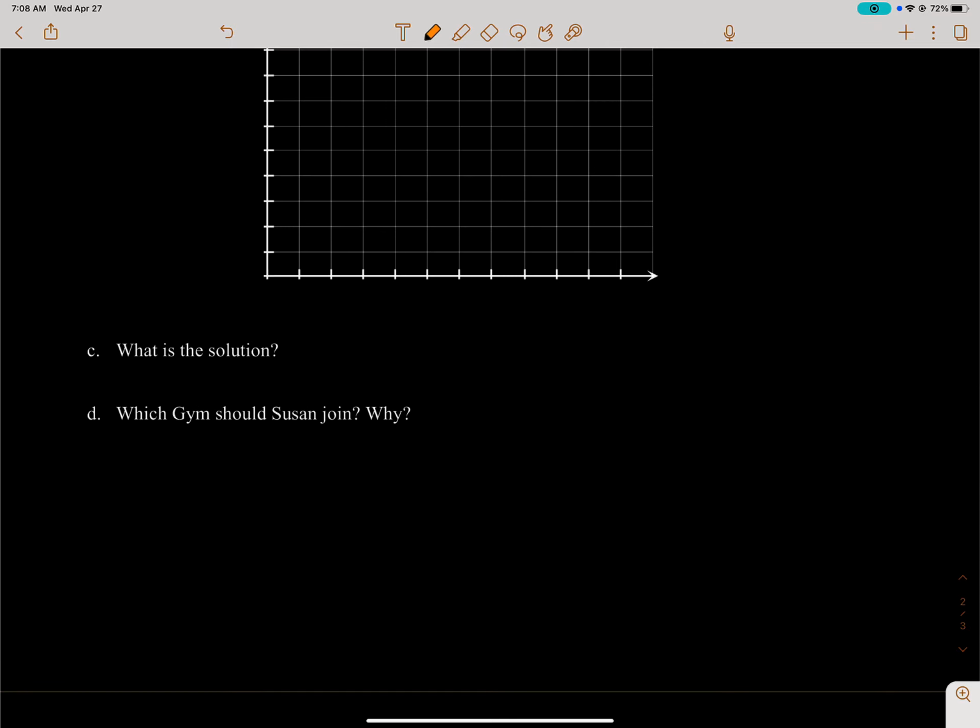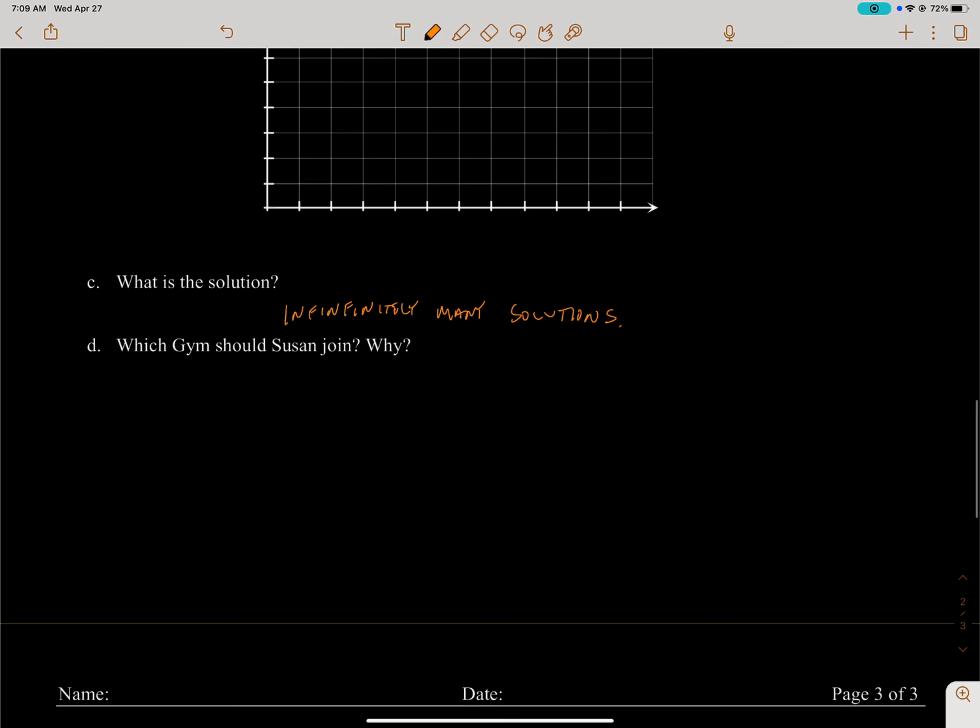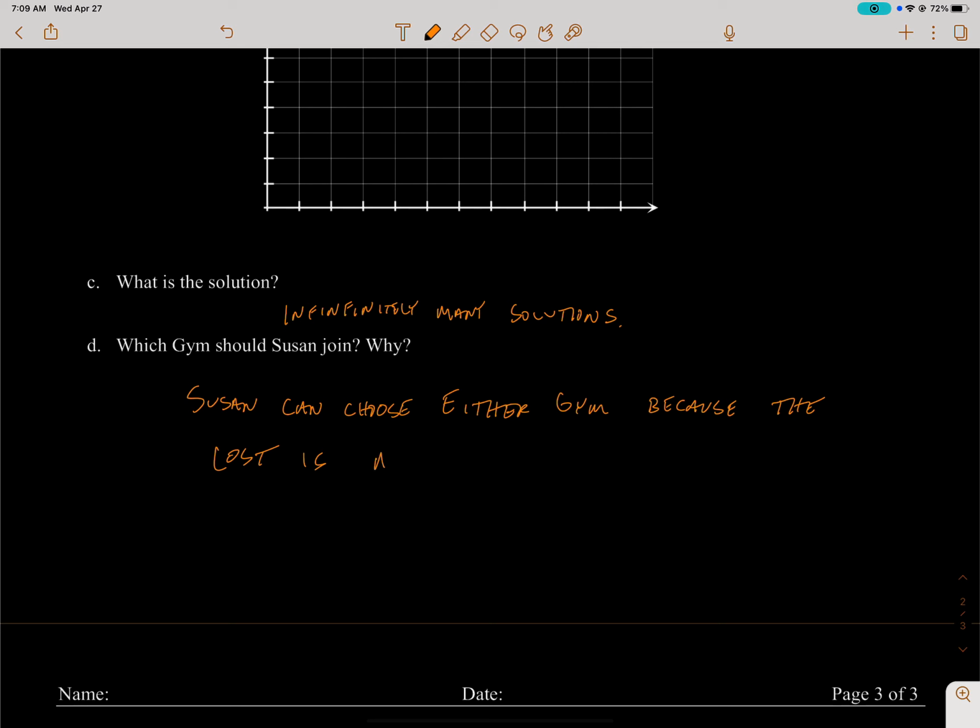So what is the solution? We're going to say that there's infinitely many, because it always costs the same. No matter how many months you're planning on joining, the cost will be the same no matter which gym you choose. So which gym? We're going to say Susan can choose either gym because the cost is always the same.